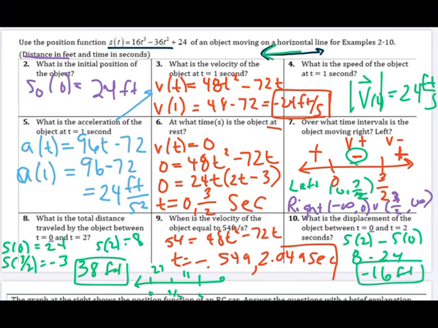So thinking about number 8, the total distance traveled was 38 feet. It's like if I was driving my car, the total increase on my odometer would be 38. The total displacement is that, all in all, I have in the end traveled 16 feet to the left. Left because it's negative, and horizontal movement.